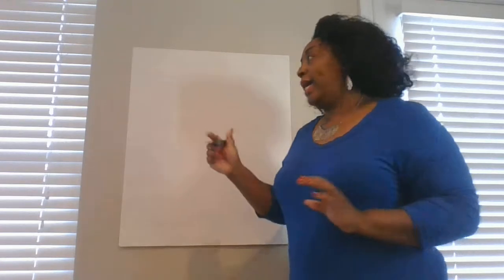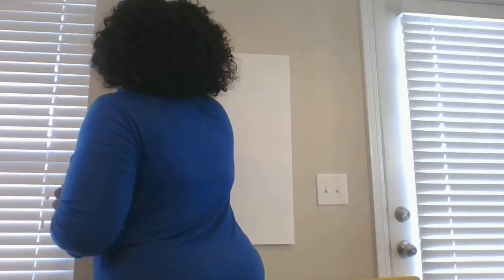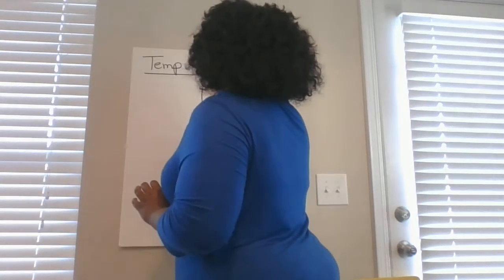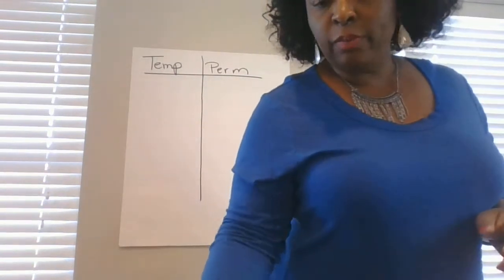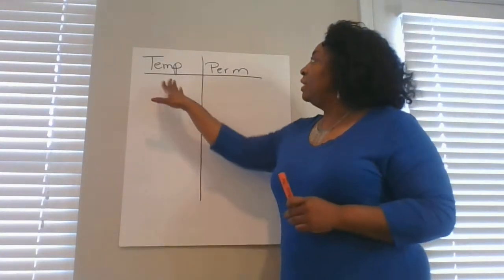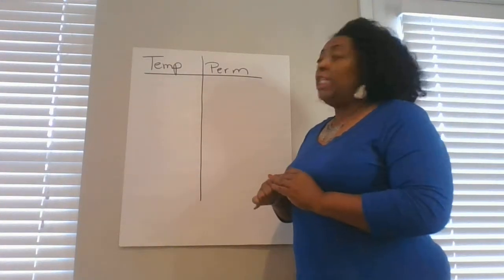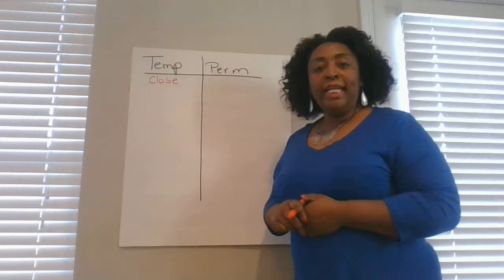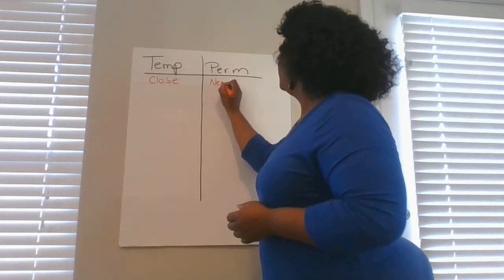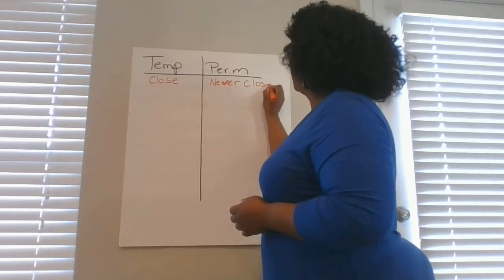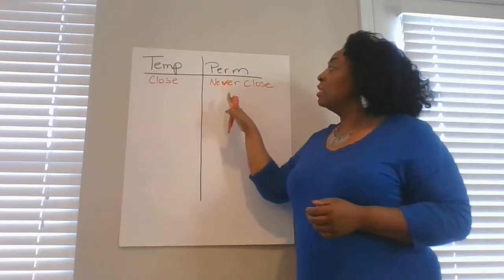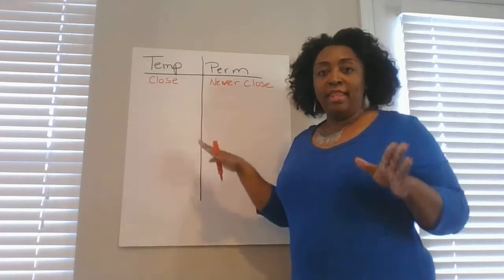Now we have a new way of organizing our accounts, and that is separating them between temporary accounts and permanent accounts. Accounts are either temporary or permanent. Temporary accounts are the accounts that close. Permanent accounts never close. So we have temporary accounts, we're going to close those, and permanent accounts, they stay open.